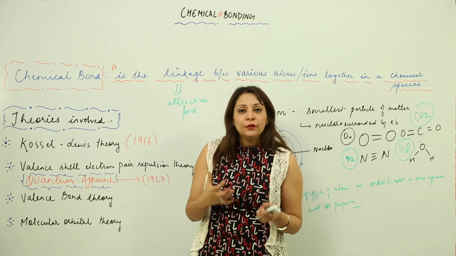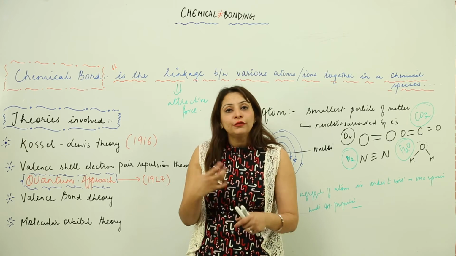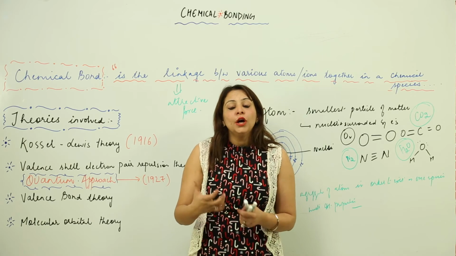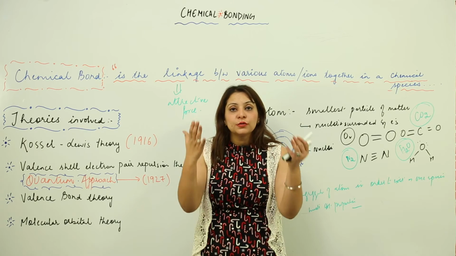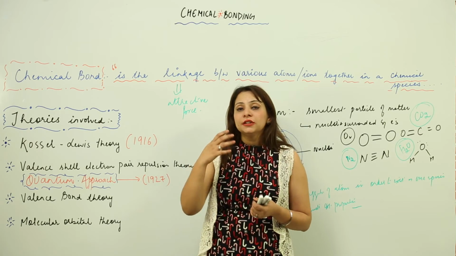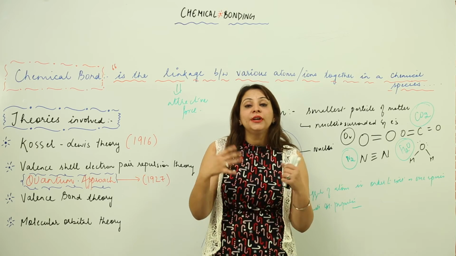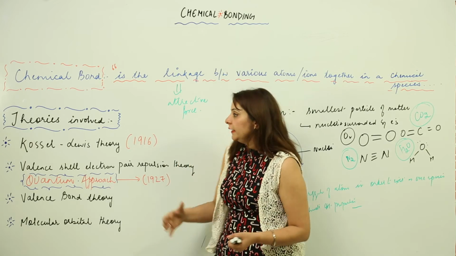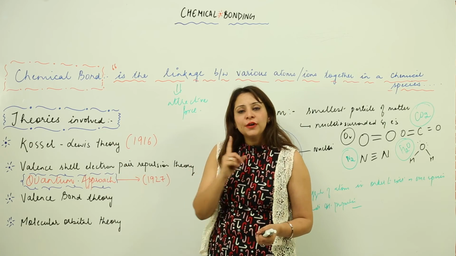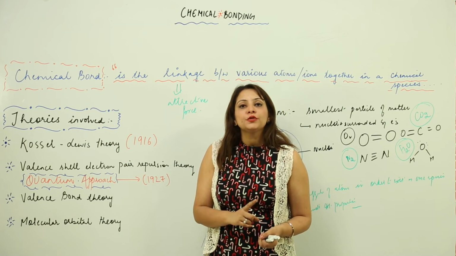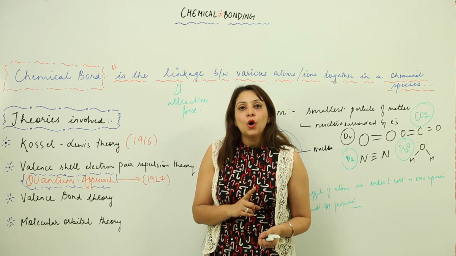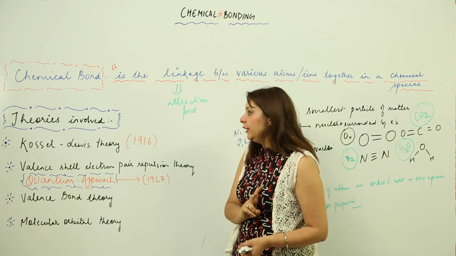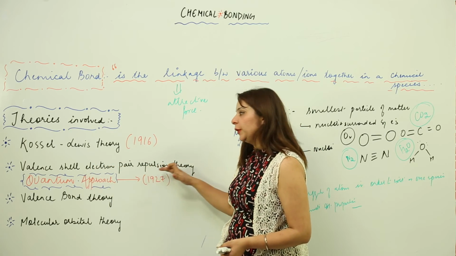And for them, the scientists started looking for answers, and different theories were put forward in order to make you understand those unanswered questions. So the theories which we are going to study in this chapter, which form the basis of this chapter, are these theories. The first theory put forward to explain the chemical bond was the Kossel-Lewis theory. And the second theory was the valence shell electron pair repulsion theory.